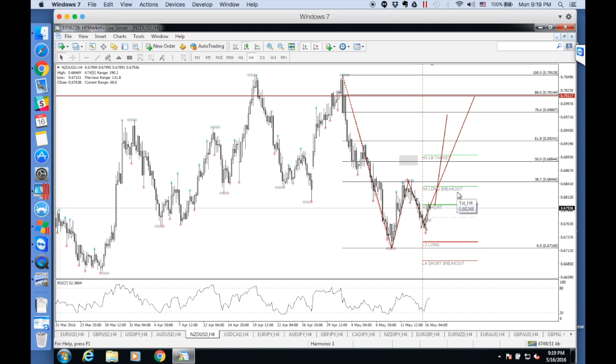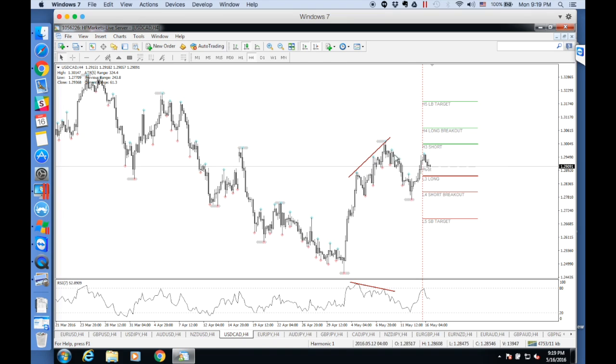Then I will continue scrolling. For example, this is something happening. It's not a very strong break over here. It hasn't broken and closed above it. That's why I haven't traded this.